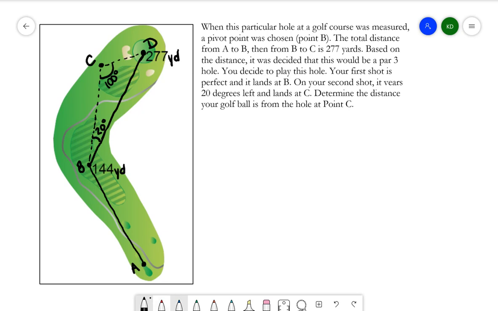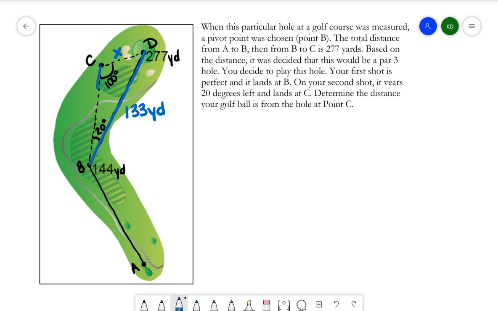So in this diagram, what we are trying to solve for is this distance here. We want to know how far away the ball at point C is from the hole, and I've labeled that as D. So the first thing we need to figure out is, it told us that all the way from A to B to C, this hole is 277 yards. From point A to B is 144 yards. So we can use that information to figure out how far it would have to travel from B to D if it was a perfect shot. We can do that by subtraction. So 277 minus 144 will give us 133. So this is a 133-yard distance.